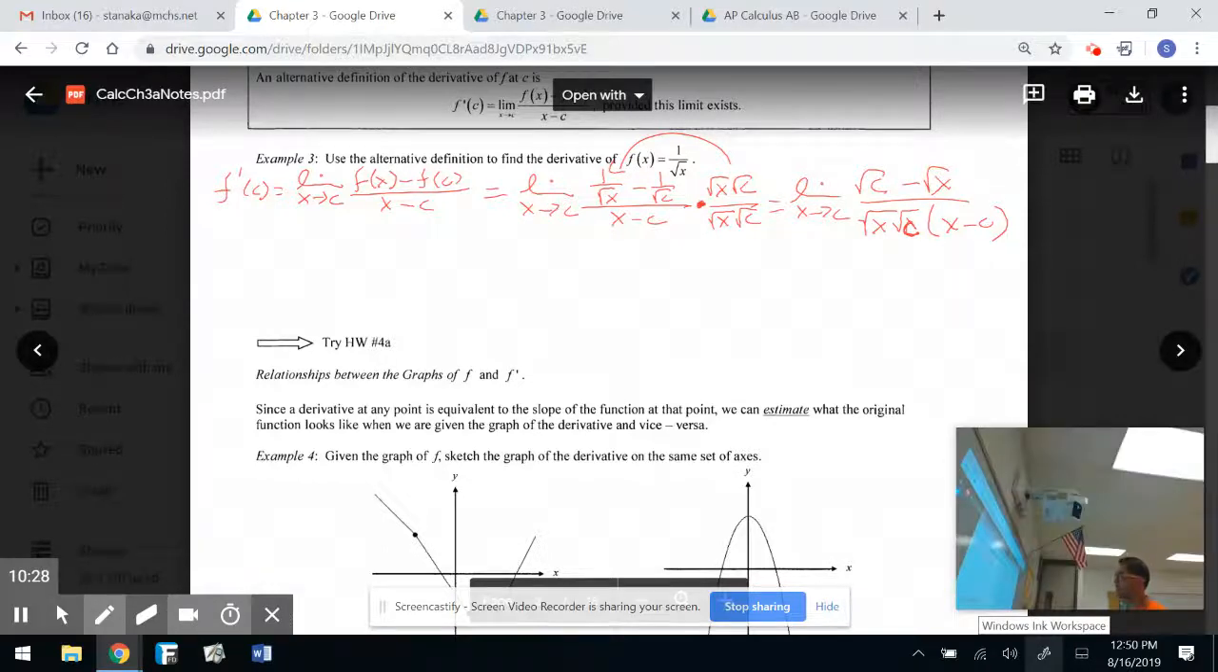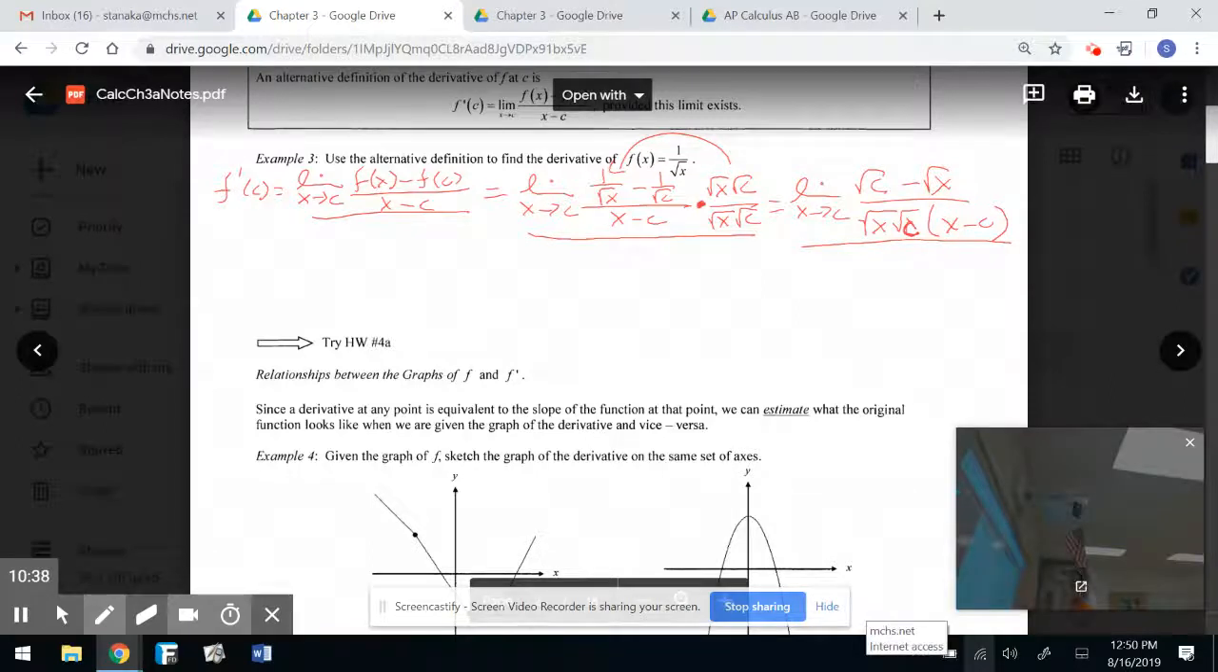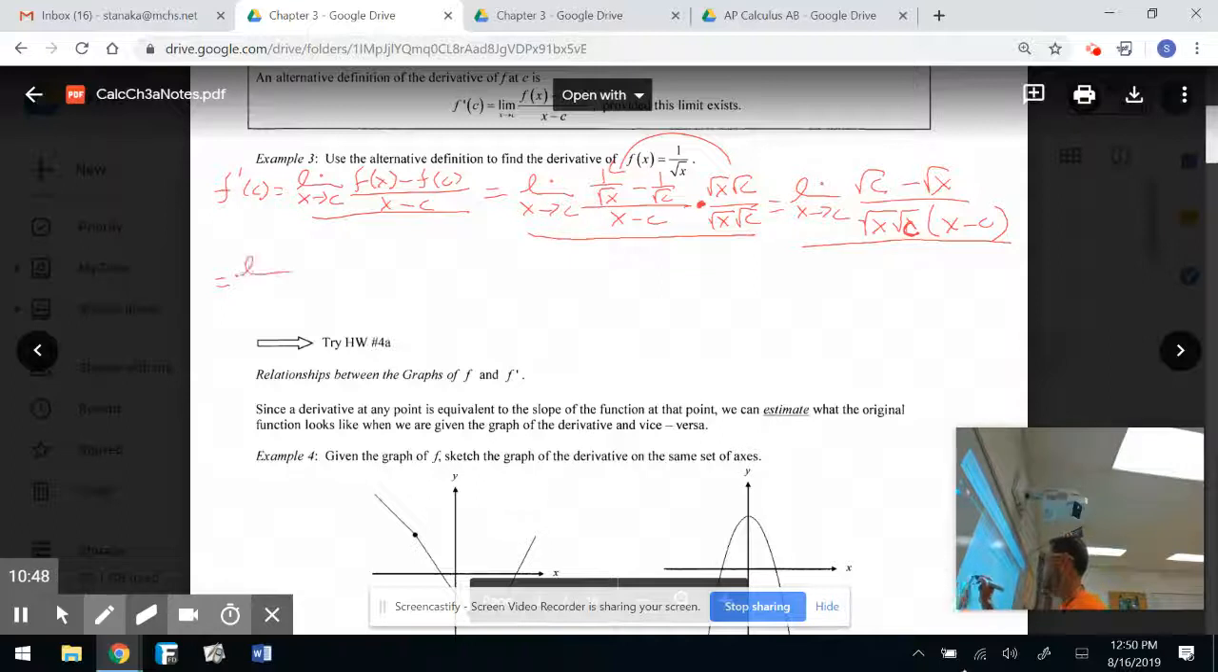Now, what the heck? Shame on me. I should have plugged a c in there, and I would get 0 over 0. I could plug in a c here, and I would get 0 over 0. I could plug in a c there, and I get 0 over 0. What's that mean, class at home? Do something else. All right, here we go. What could I do something else here? Well, I have some radicals in the numerator, so that would probably suggest conjugates.